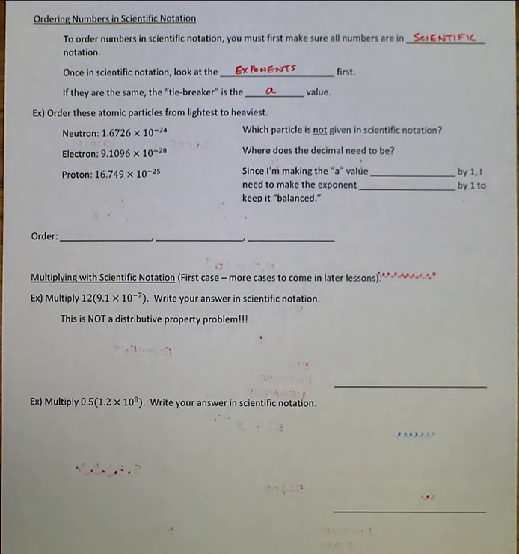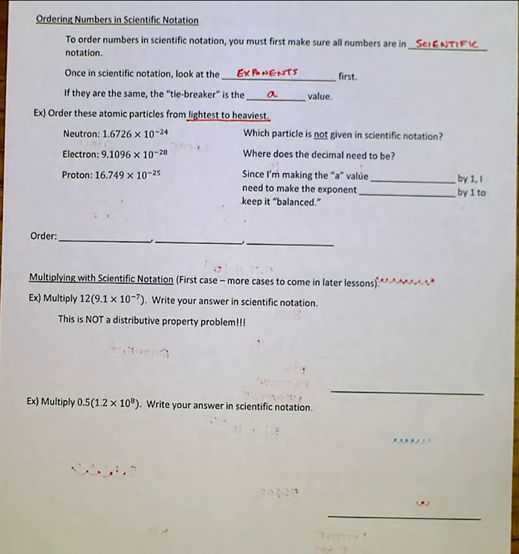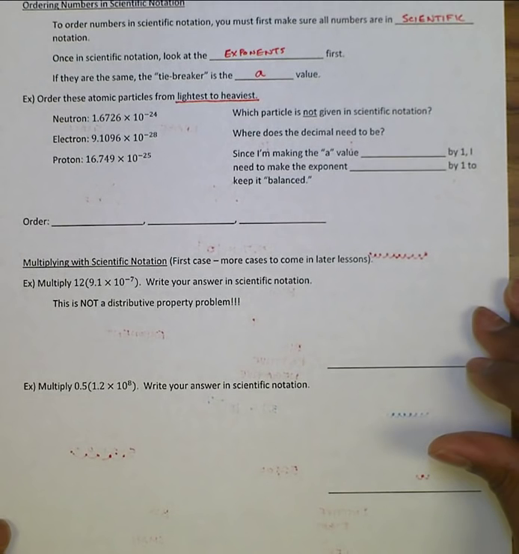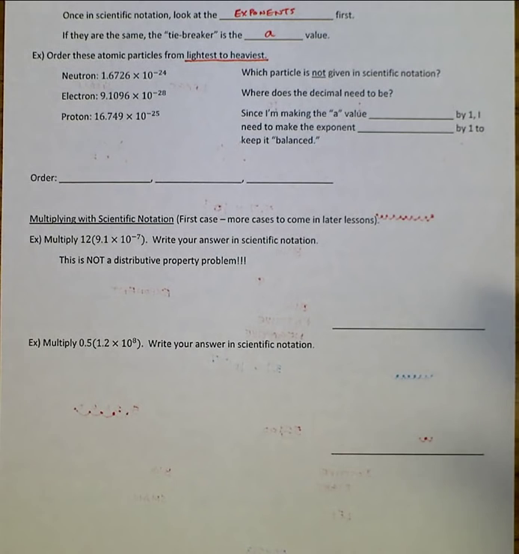Here it says order these atomic particles from lightest to heaviest. It's always important, when they're telling us to order, to know what they want to see first. Do they want to see the heaviest things first or the lightest things first? In this case, they want to see the lightest things. So lightest really means the smaller numbers, small to large. We'll notice as we look through neutron, electron, and proton that our proton is given to us, but it's not in scientific notation.